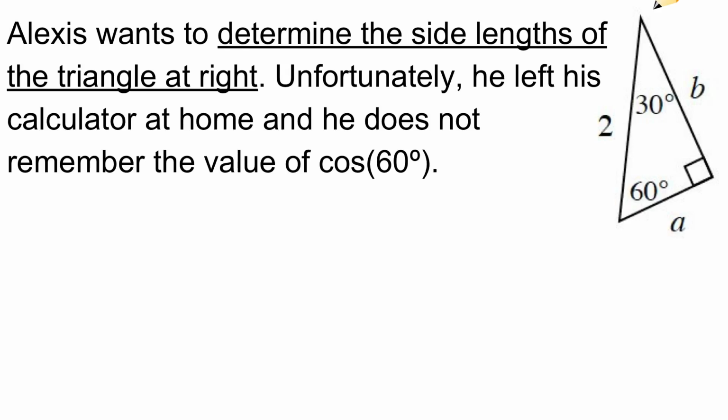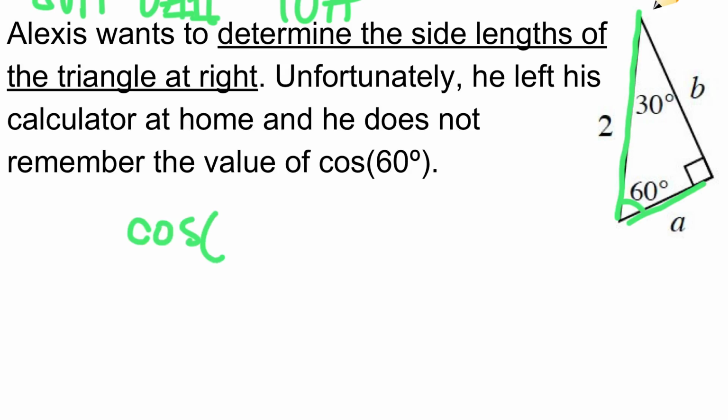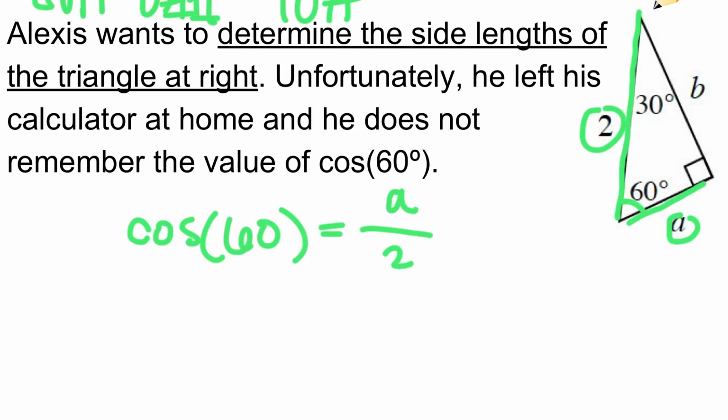Now, before I do anything else, you probably remember already that cosine is always going to be of 60. So I'm talking about this angle right here. It's always SOHCAHTOA. So adjacent and hypotenuse. This is adjacent because it's right next to it. And this is the hypotenuse. So although we don't know what the exact value is, I do know that the cosine of 60 is equal to the adjacent, or A, over the hypotenuse, which is 2. So we got this far.